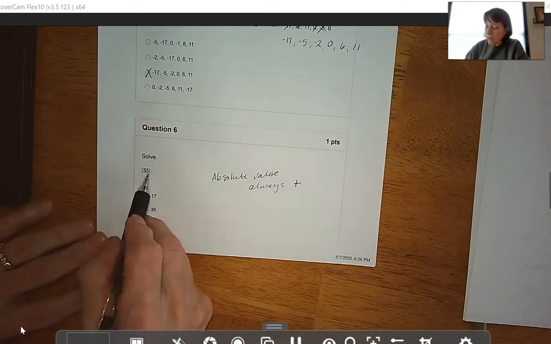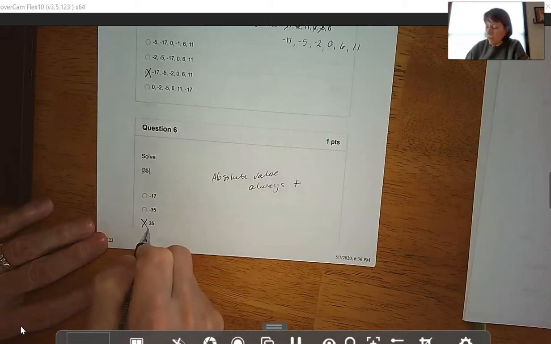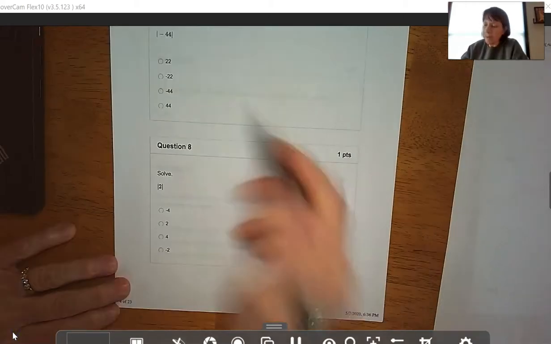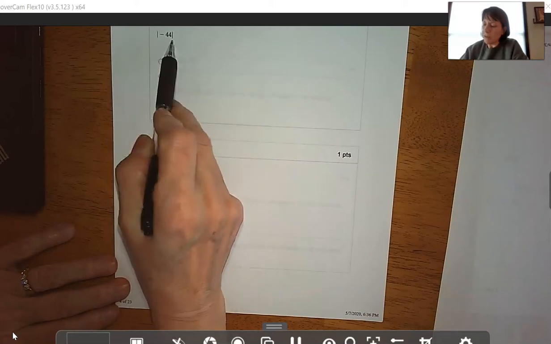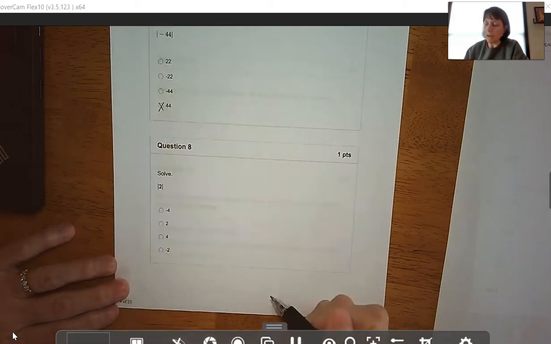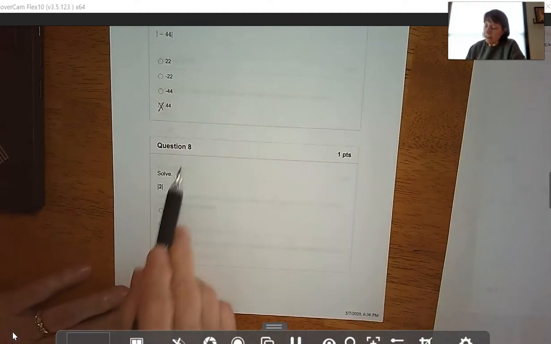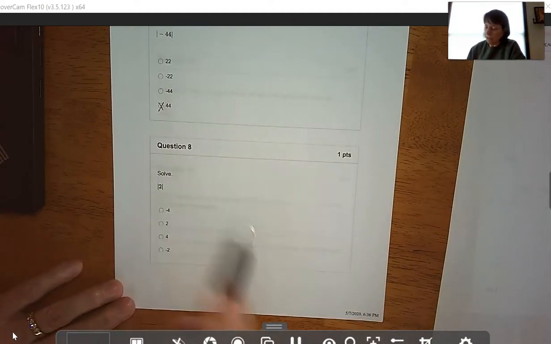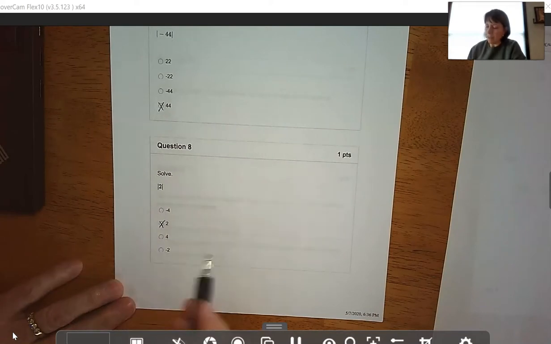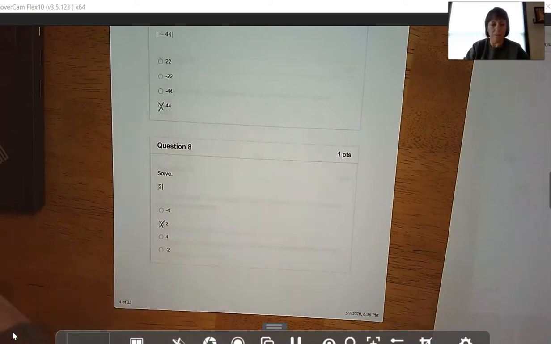All right, so the absolute value then of 35 is 35. For number 7 then, the absolute value of negative 44 is 44, because absolute value is always positive. The absolute value of 2 is going to be 2, again, because absolute value is always positive.